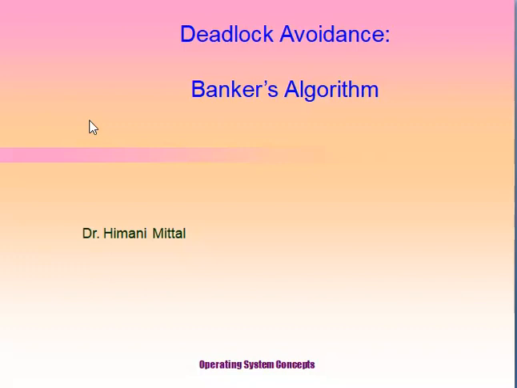There are four crucial conditions of deadlock: mutual exclusion, hold and wait, circular wait, and no preemption. If you want to refer to these points, please visit the previous video. In this video, we will discuss the banker's algorithm.